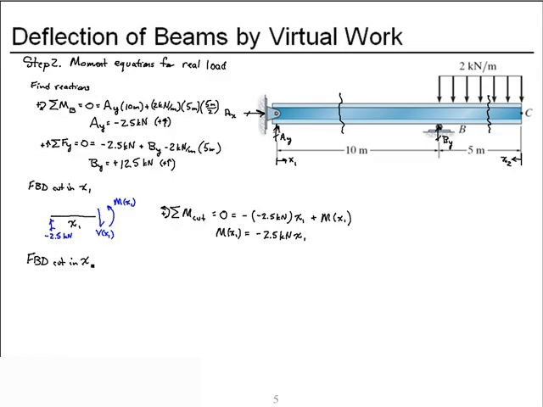Now we're ready to cut it somewhere in the range of BC, which is in the range of x2. We'll draw the right piece, which has a length of x2. We have the uniform applied load of 2 kilonewtons per meter, the unknown shear as a function of x2, and the unknown moment as a function of x2.